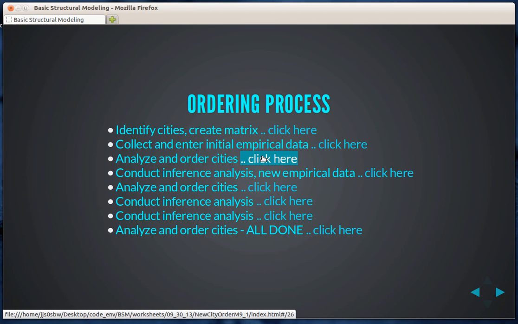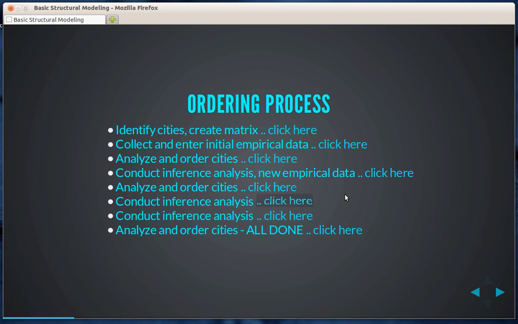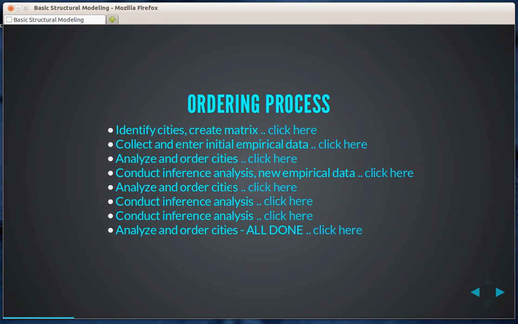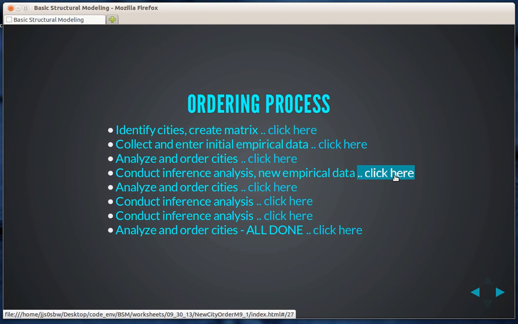This is probably where the value part of the matrix, or the value space, will start becoming clear, what we're going to use that for. Then we're going to conduct the inference analysis, and then we'll have a state of the system at that time. It's going to be incomplete, and we're going to need to collect new empirical data. Then we'll do this process again. We're going to analyze and order the cities again. In this particular analytical process is where the value space comes into play. Then we'll conduct the inference analysis and order the cities again.